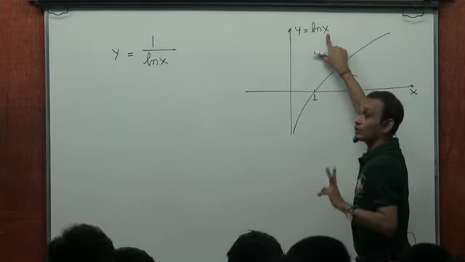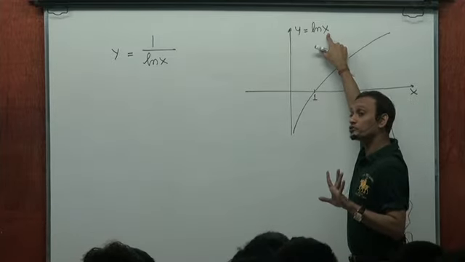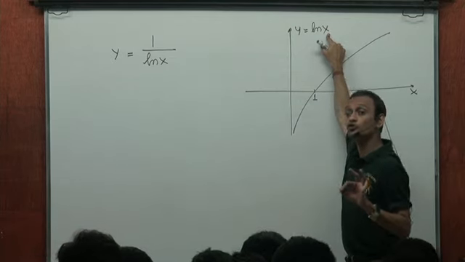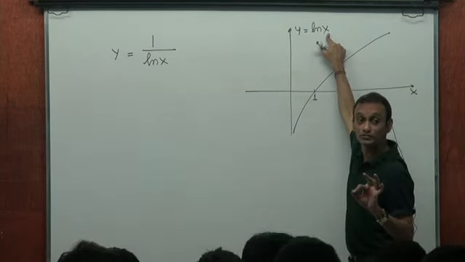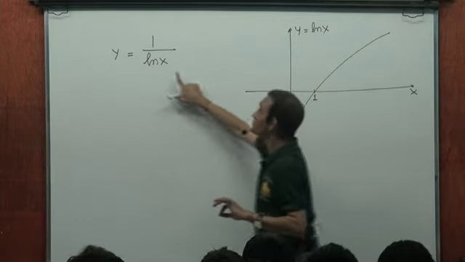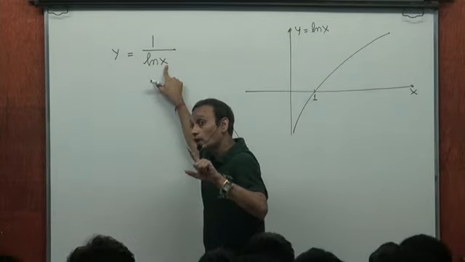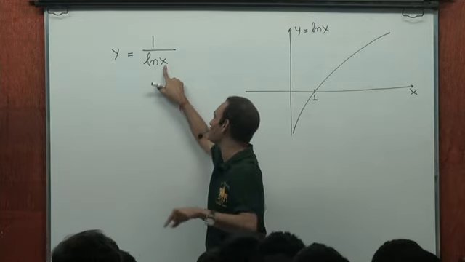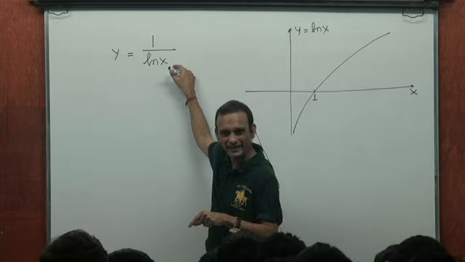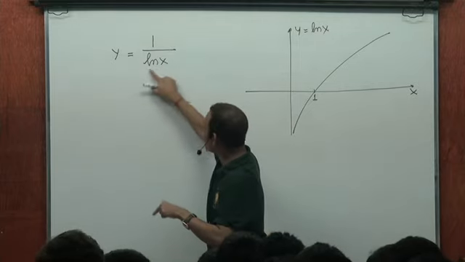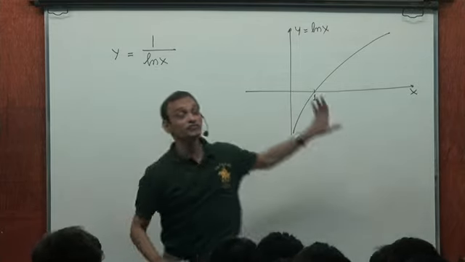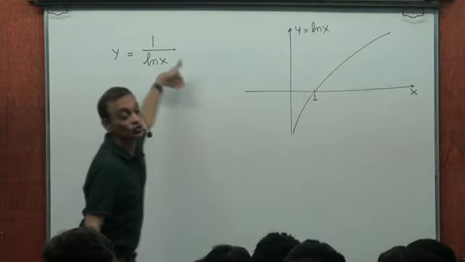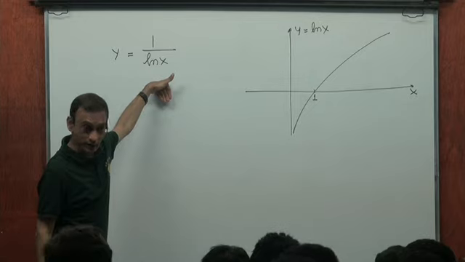ln x had only, first of all, the domain of ln x was x belongs to positive real numbers, right? For 1 by ln x, x belongs to positive real numbers, but to the exclusion of x equal to 1, because at x equal to 1, this will become undefined. Yes or no? So this and this differ in their domains. This includes x equal to 1, this excludes x equal to 1, right?